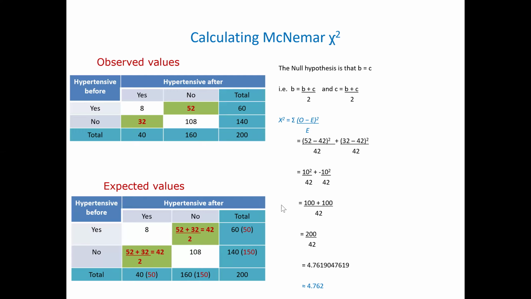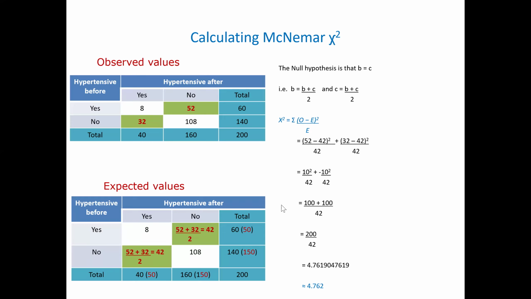That's why we say B is equal to B plus C over 2, C is equal to B plus C over 2. So at the end of the day, when you slot it in, it's the same chi-square. Chi-square is sigma, the addition of observed minus expected squared over E, expected. And it's only the two sets you are calculating for. When you calculate it, it gives you 4.761904619, approximately 4.762. That is the chi-square.